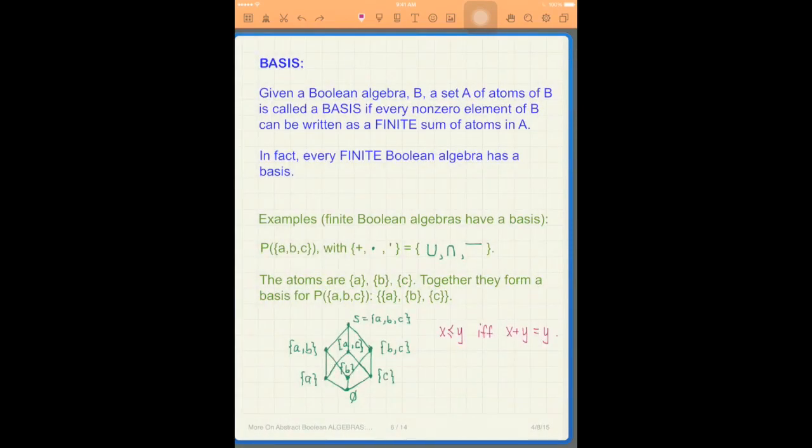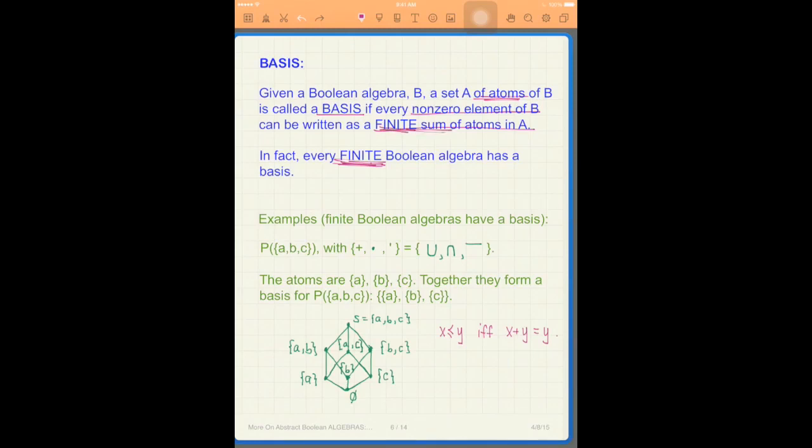And now we talk about a basis. Given a Boolean algebra B, a set A of atoms of B is called a basis if every non-zero element of B can be written as a finite sum of atoms in A. So you just want to make sure that you get all of your atoms from the set. In fact, every finite Boolean algebra does have a basis. We need that word finite because we need to have our finite sum of atoms.